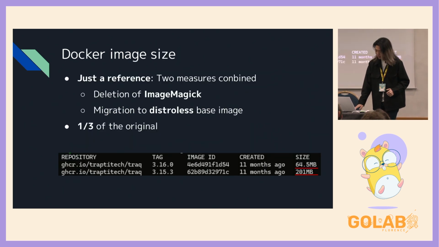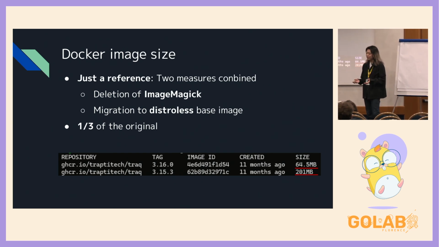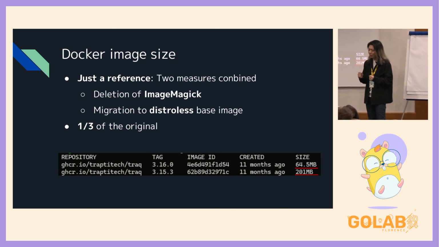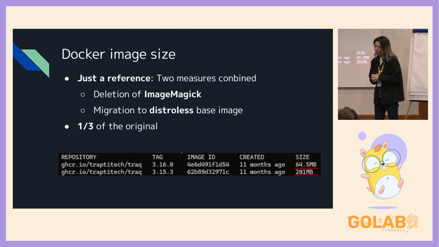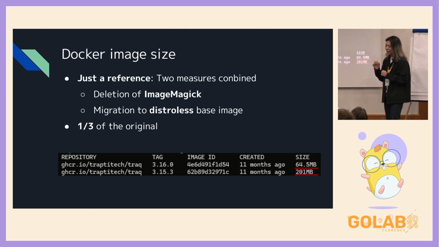That works well. As a side effect, after performing the two operations, deleting ImageMagick and migrating to the distroless base image, we observed a significant reduction in the Docker image size. Just as a reference value, the image size shrunk from 201 megabytes to 64 megabytes, which is about 1/3 of the original image size. That is huge. This size reduction is a great bonus as it makes the application more lightweight and efficient for deployment.